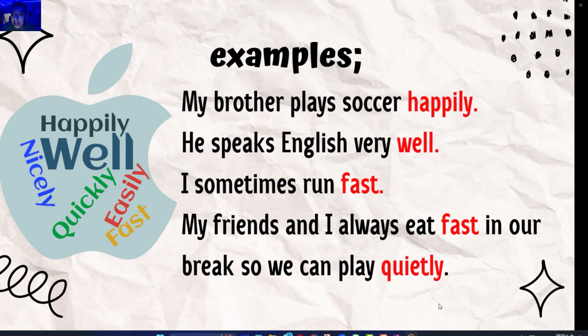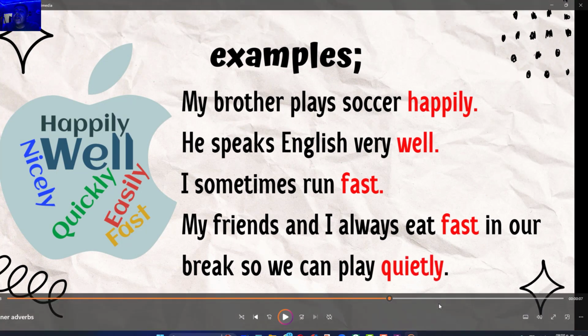Here I have some examples. Okay? My brother plays soccer happily. What am I using? I'm using happily not to describe my brother. No, I'm using happily to describe how my brother plays. So, when my brother plays soccer, he is always happy. So he plays happily. Two. He speaks English very well. Well is not describing my brother. It is describing how my brother speaks. And my brother speaks well.